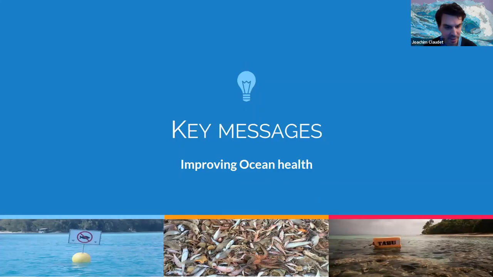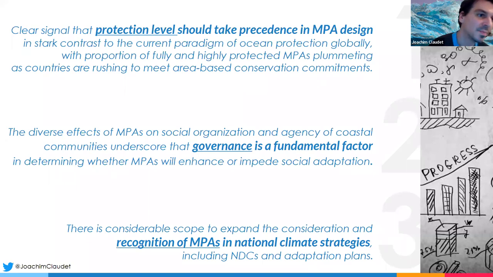So I've extracted three main key messages from this study, what we've just been through. First, I believe there is a clear signal that protection level should take precedence in MPA design. This is in stark contrast to the current paradigm of ocean protection globally, with the proportion of fully and highly protected areas plummeting as countries are rushing to meet area-based conservation commitments with much lower levels of protection. For now, we do lack evidence of those MPAs providing positive benefits throughout the range of potential outcomes of MPAs.